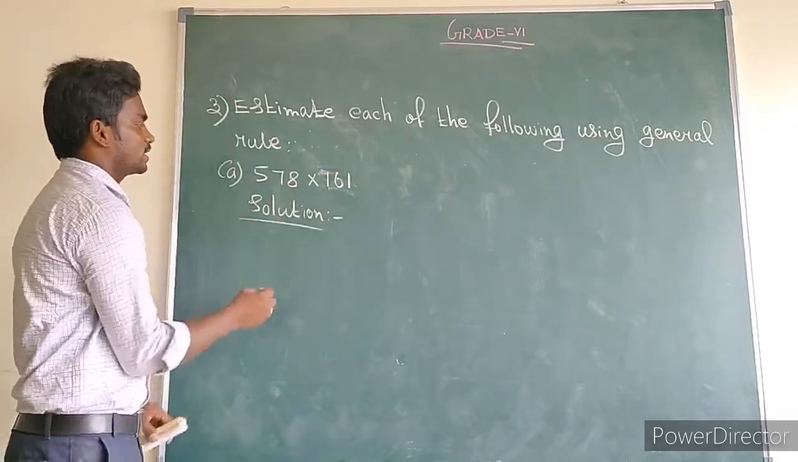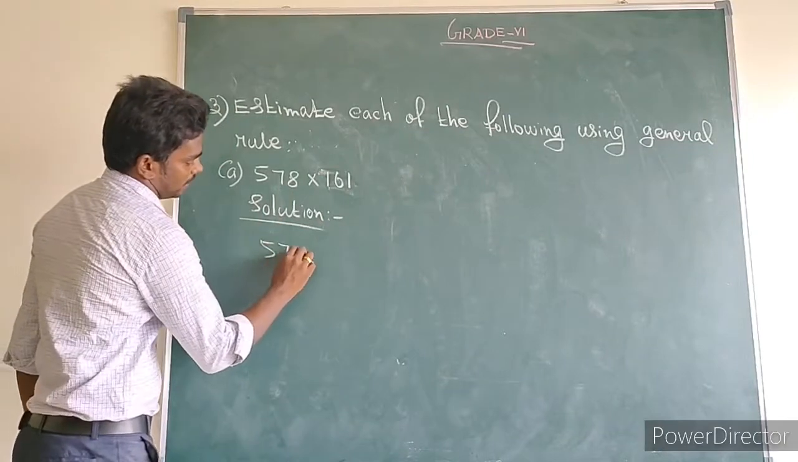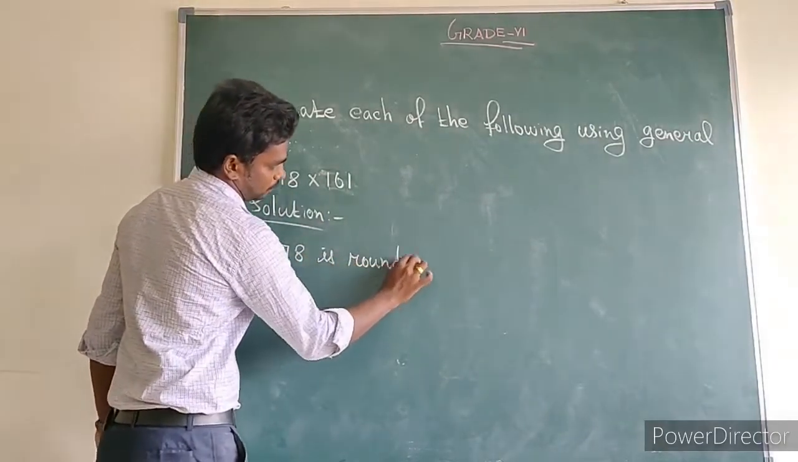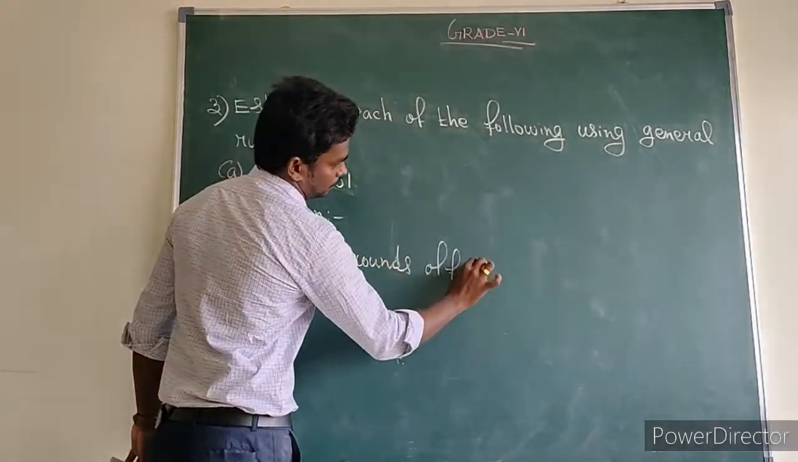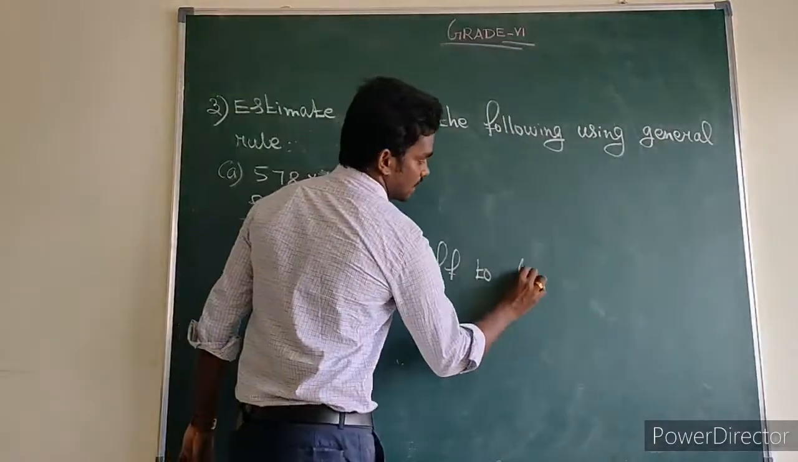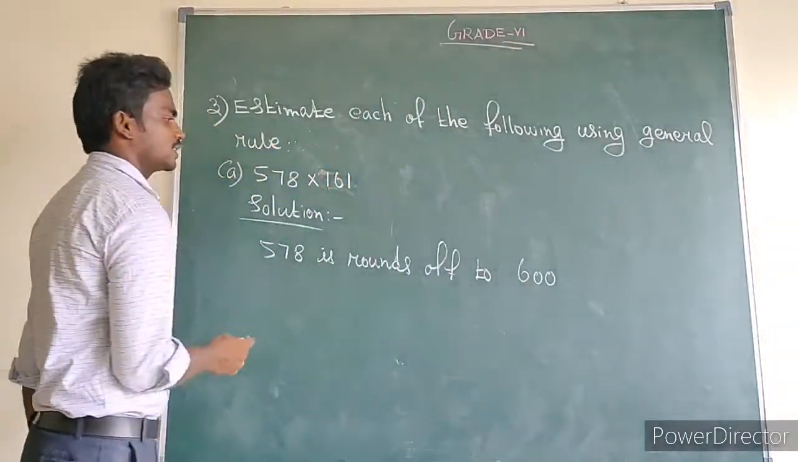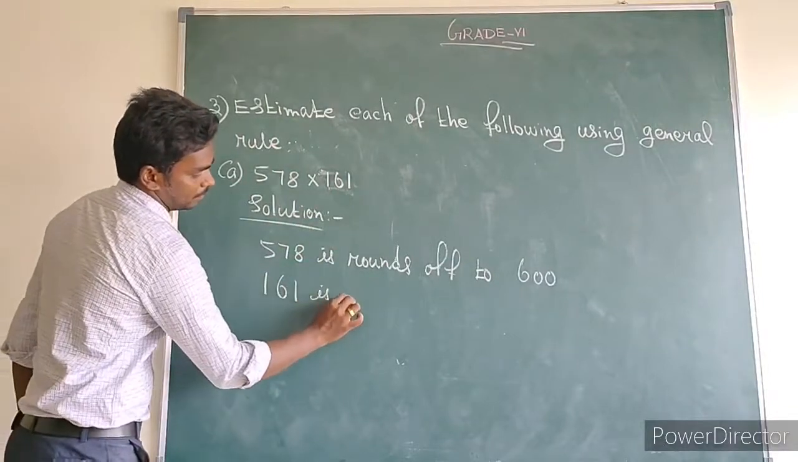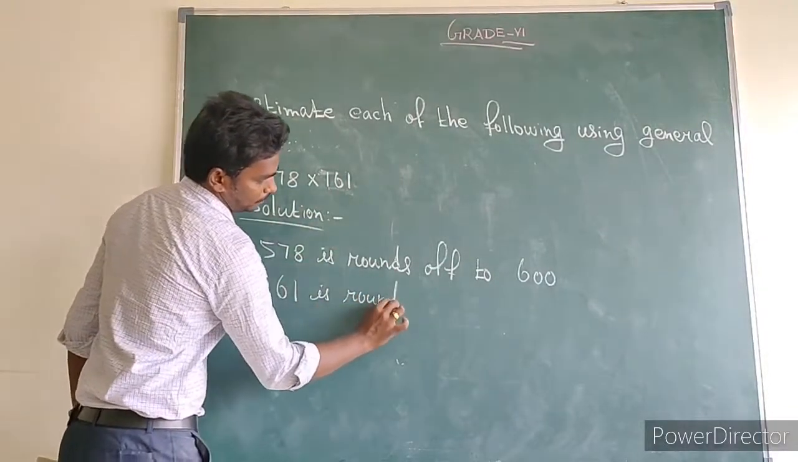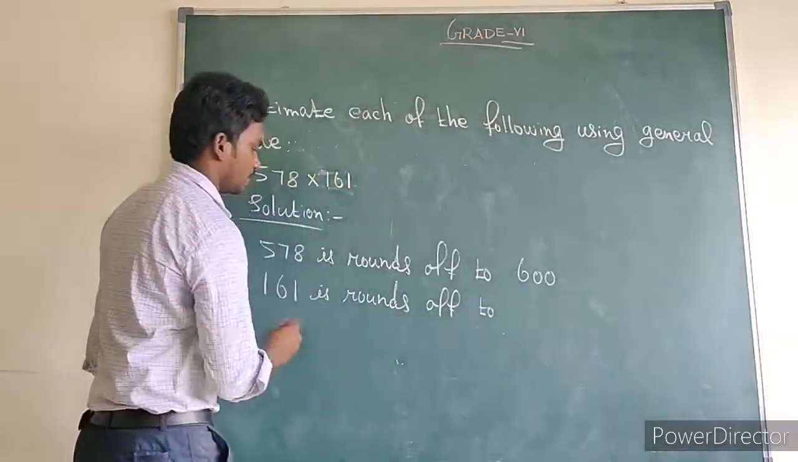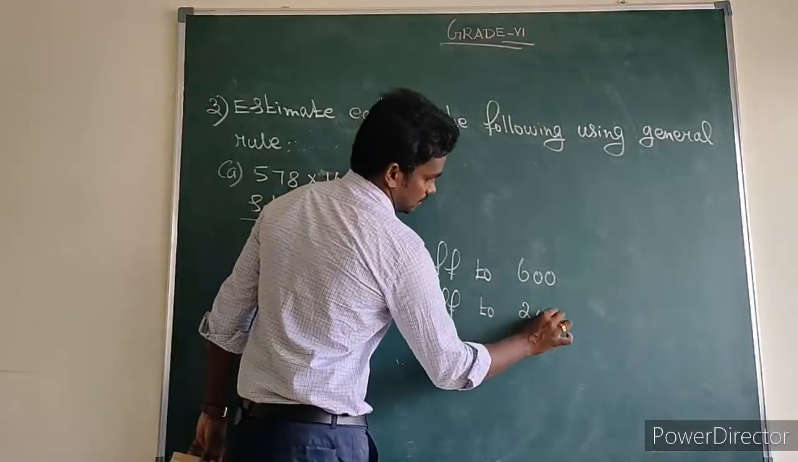So 578 first one. 578 rounded to the nearest 100, what is that? 600. 578 is nearest to 600. Next, 161 rounds to the nearest 100, which is 200.